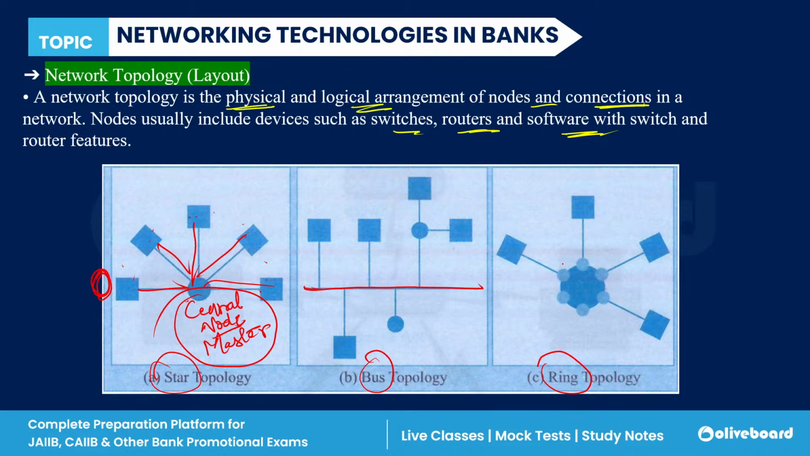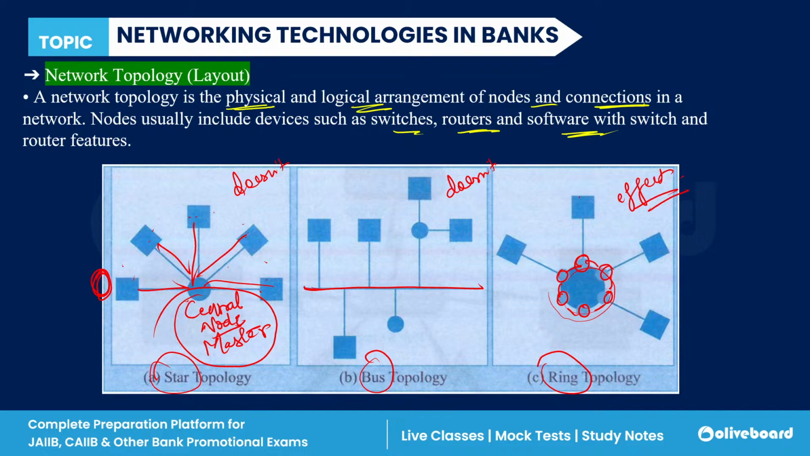Now, in ring topology, all devices are connected in a closed loop, in a ring, right? Here, whatever data transmission is there, it is possible only in one direction. So as the packet circulates, the destination recognizes its address and copies the packet content. Here, the breakdown of any one node affects the entire network. In the star topology, the breakdown doesn't affect the entire network. In the bus topology, the breakdown again doesn't affect the entire network, but in the ring, the breakdown affects the whole network, right?